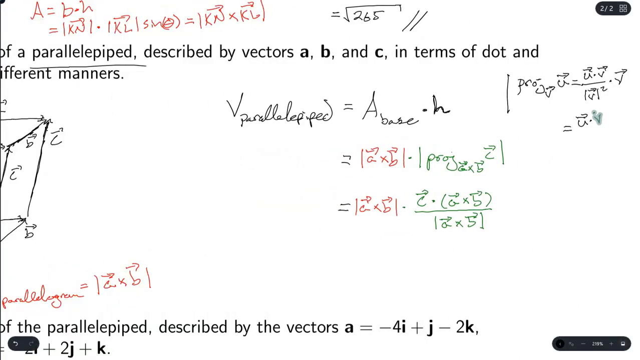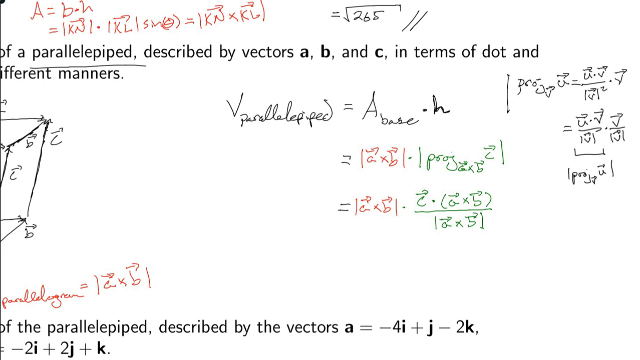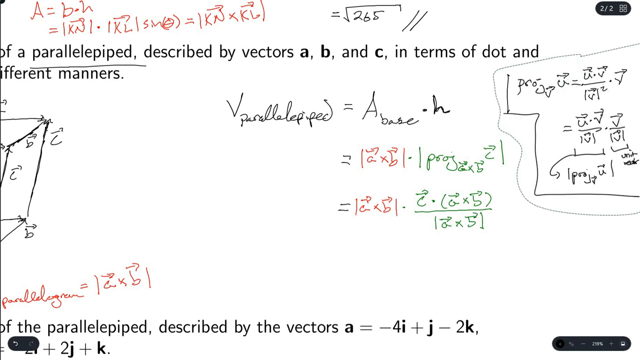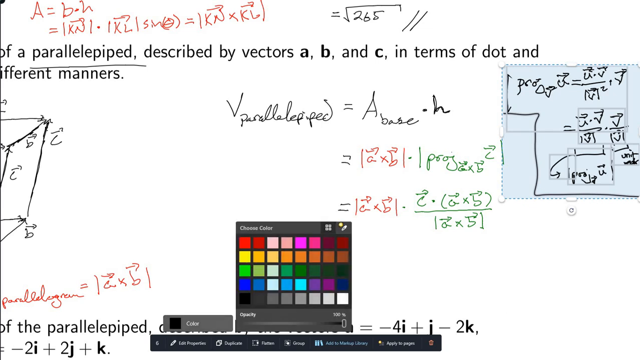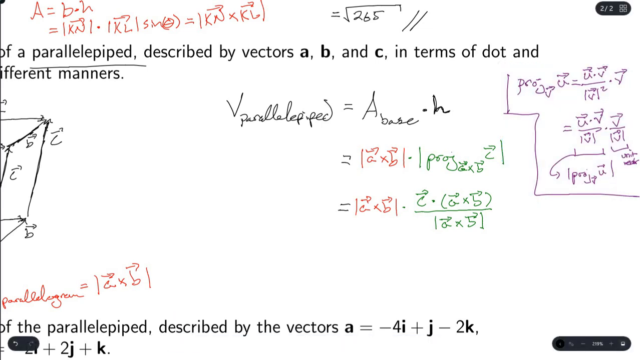U dot V over the magnitude of V times V over the magnitude of V. So this is a unit vector, and this is the magnitude of the projection. This is a unit vector. So that's where I'm getting this here.